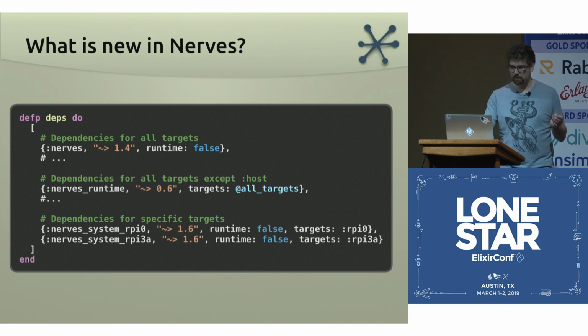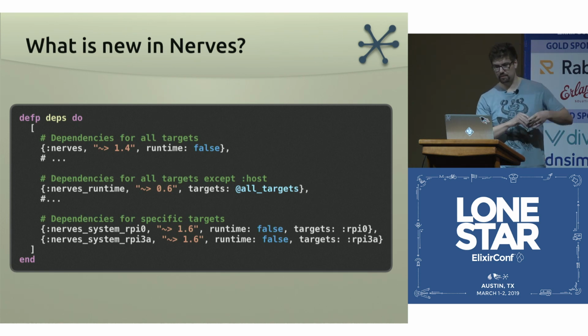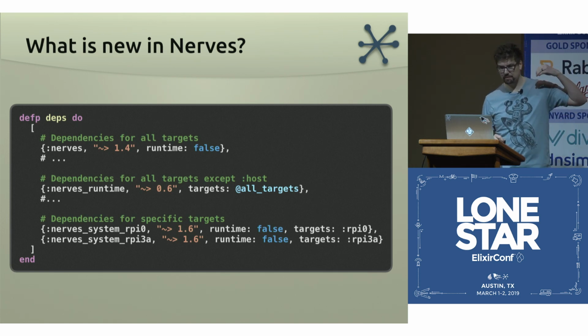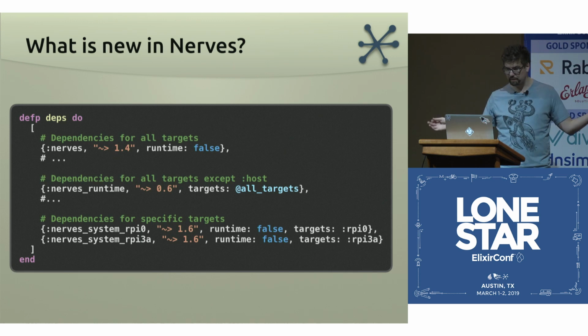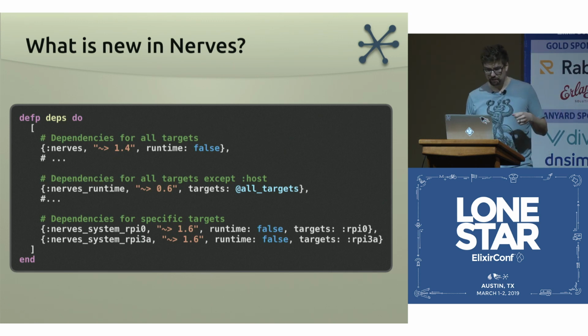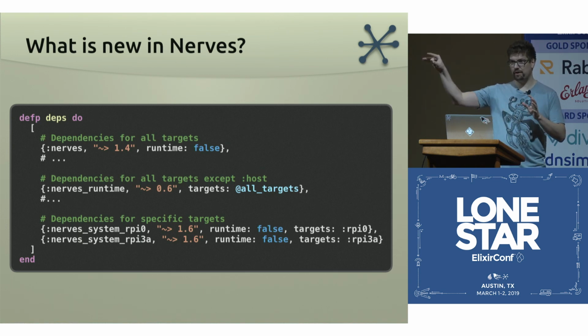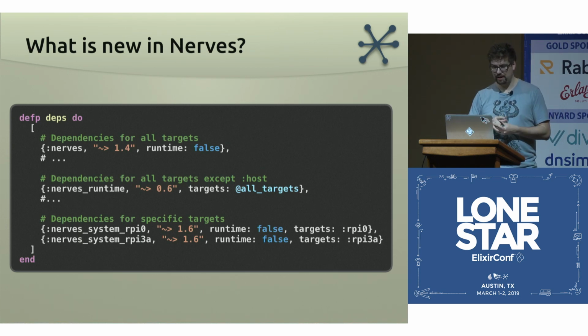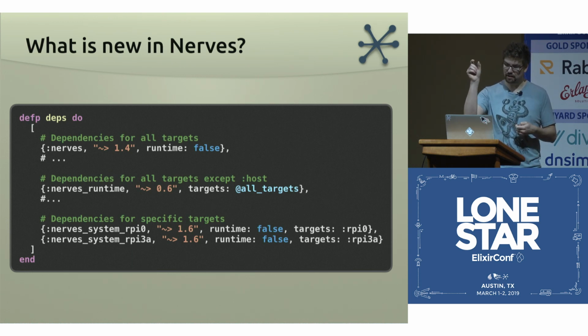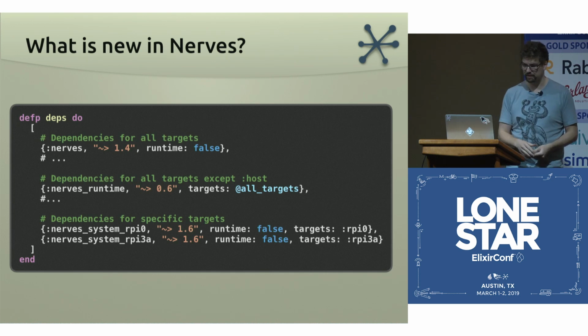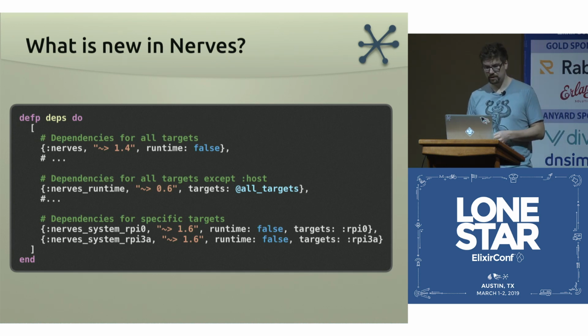And then at the bottom, we can see our specificity goes down. Without declaring targets, that's going to be a dependency for all of them, including host. If we specify targets as the list of all targets, we're saying this is for all of the other targets except for host. At the bottom there, we're specifying single ones, and those are just specific targets, like when you're set for Raspberry Pi 0 or 3A. That's to swap that Nerves system out underneath.